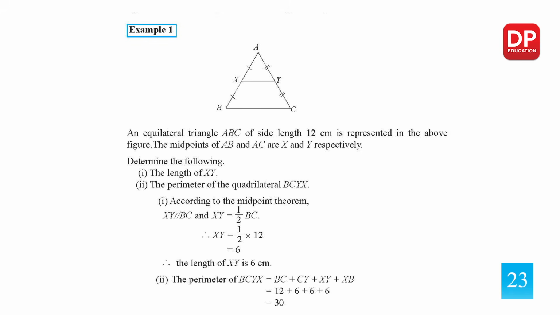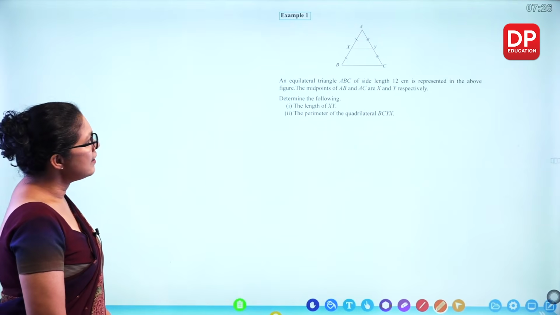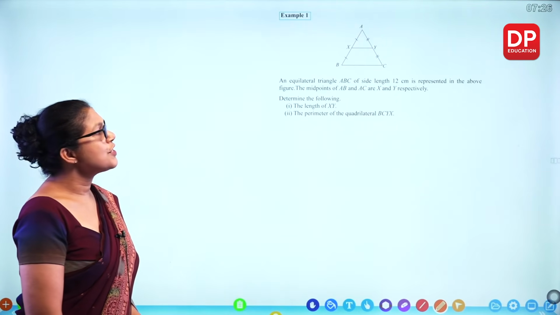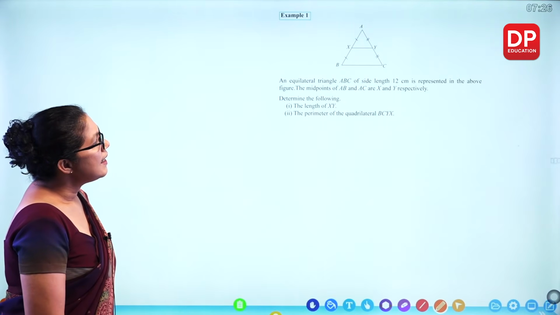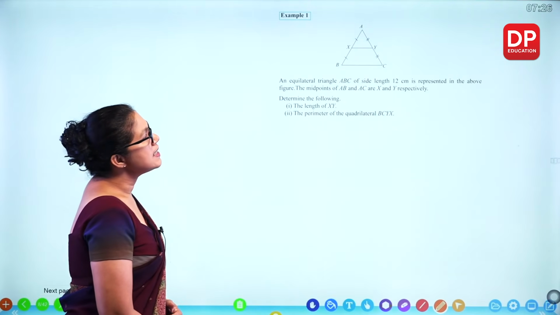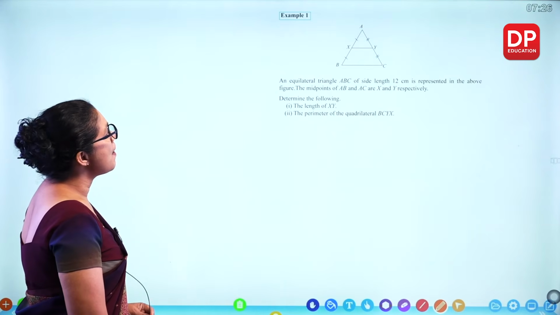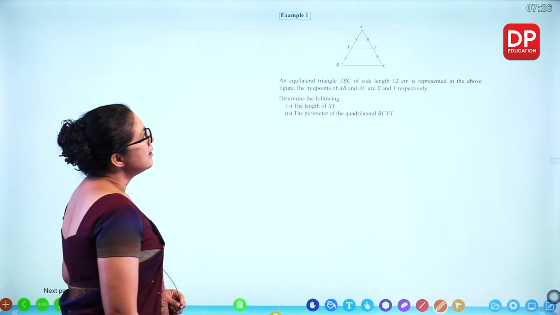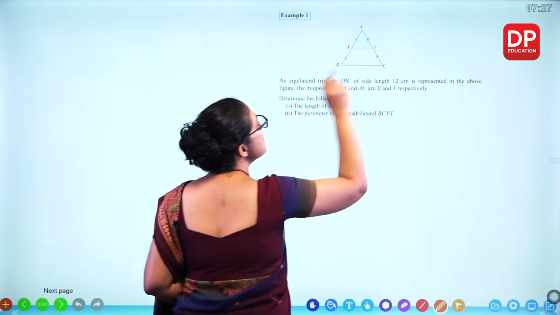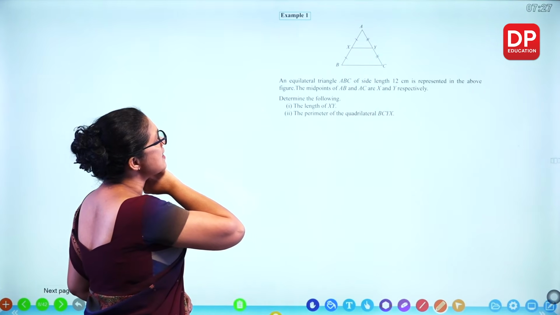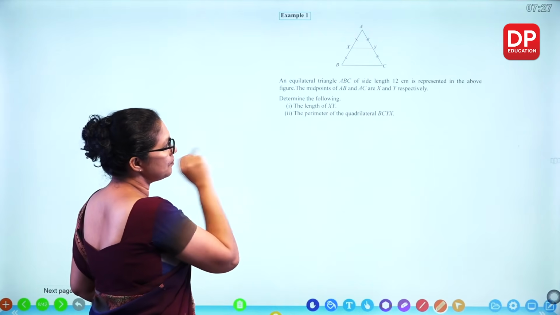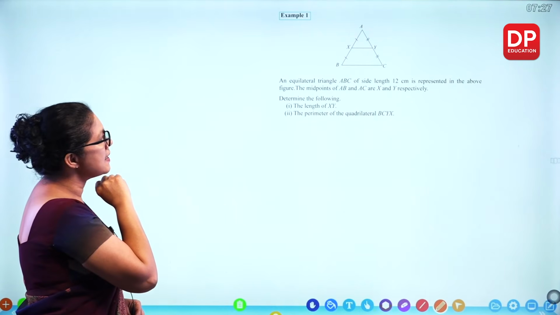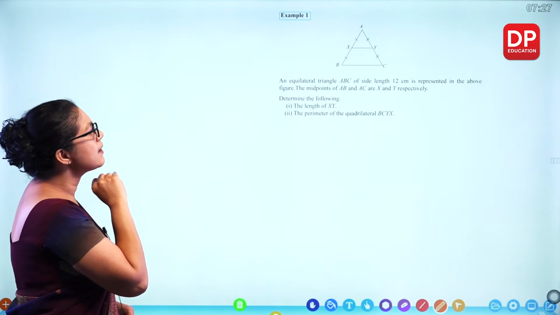Take this example number 1. You have given ABC triangle and it says equilateral triangle. All sides are equal and length 12 centimeter is represented in the above figure. So all these lengths 12 centimeters. The midpoints of AB and AC are X and Y respectively. Determine the following: the length of XY.